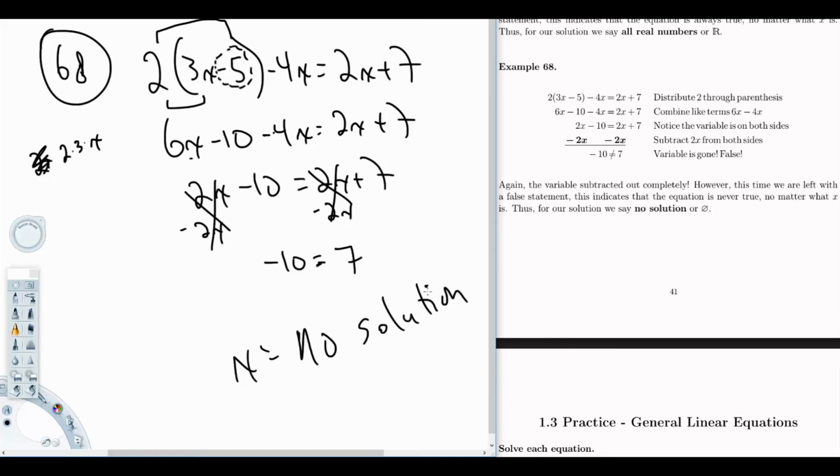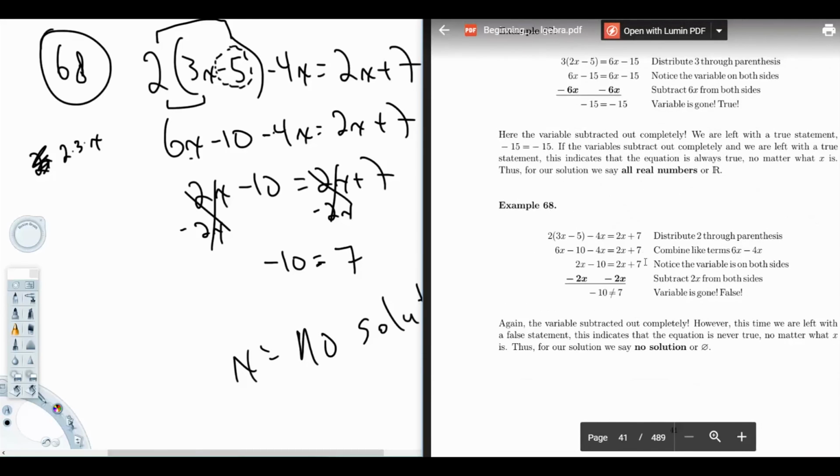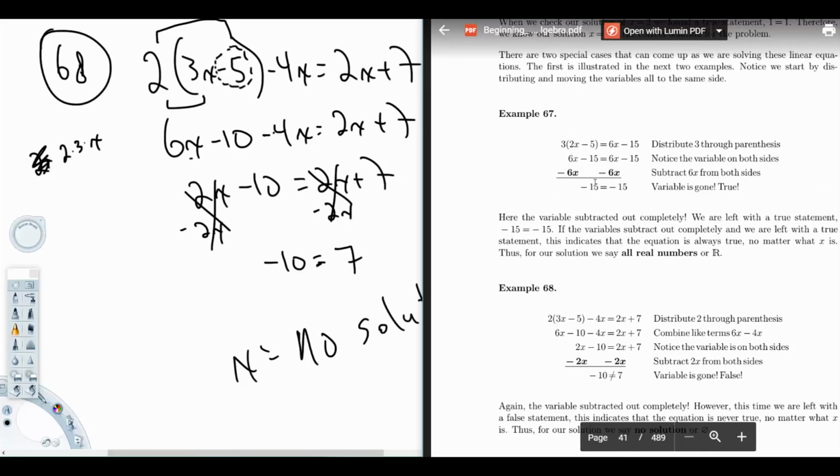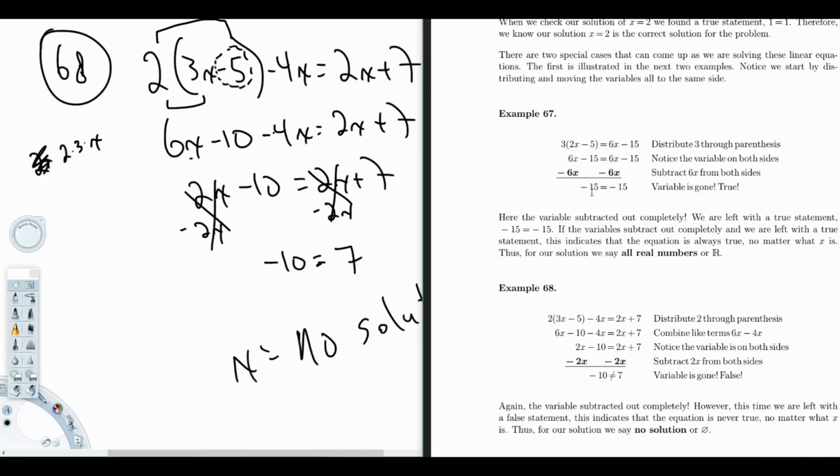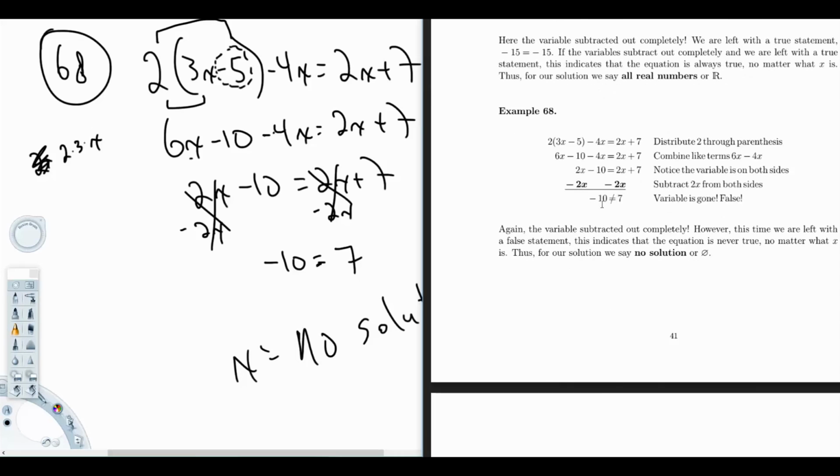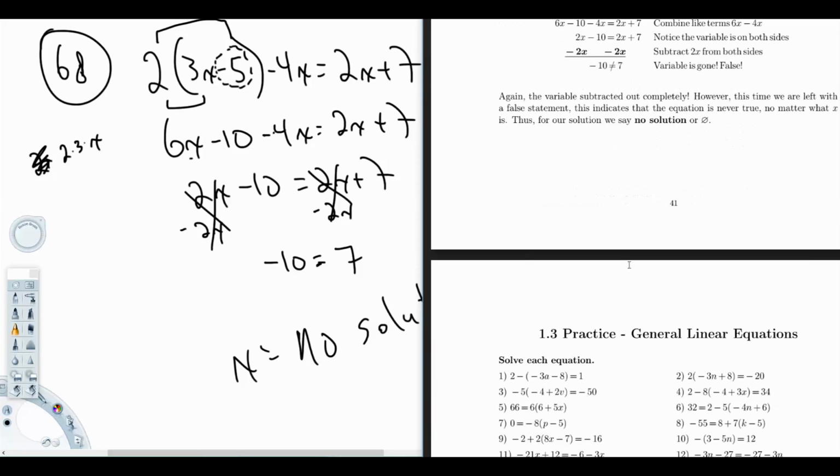It's flimsy that way. Let's look at the first example. All the x's canceled out, but we were left with minus 15 equals minus 15. It was valid, it was true. So x is all the real numbers. In this case, we're left with minus 10 is not equal to 7. No solution. That's what you have to learn here.